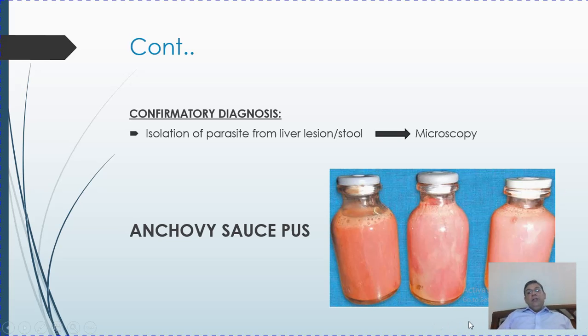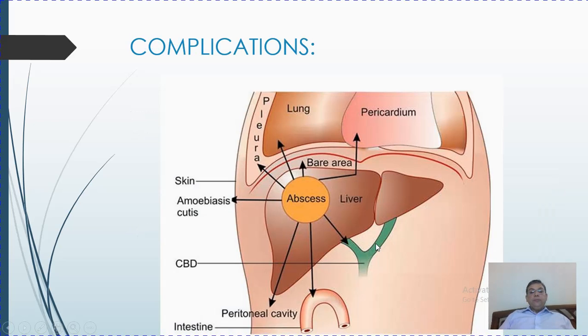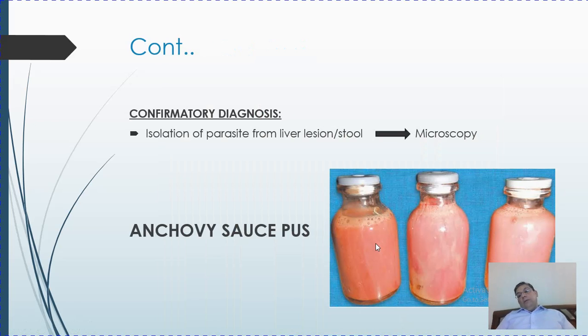So confirmatory diagnosis is when you do a stool test and you isolate the parasite from the liver, or you aspirate the abscess through ultrasonic control and you find this kind of pus. And the other is, of course, if you do a colonoscopy and you see ulcers, and through that you take a biopsy, amoebiasis in the intestinal variety can be diagnosed through that as well.